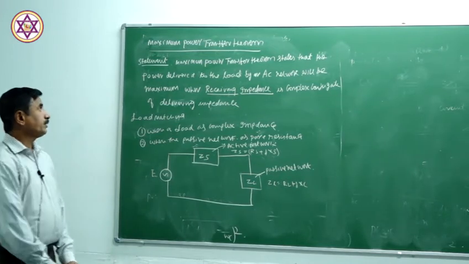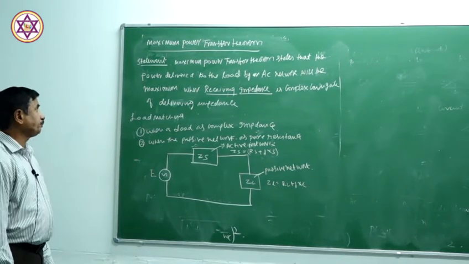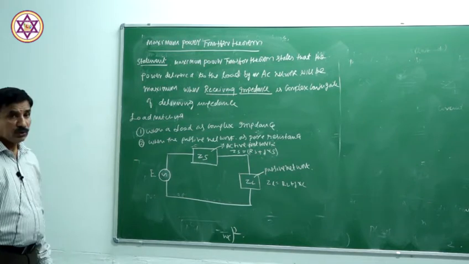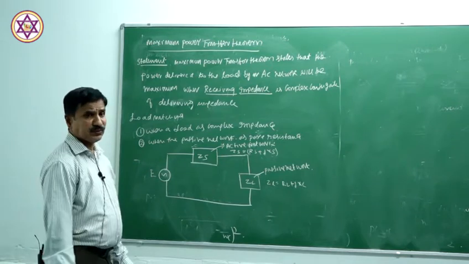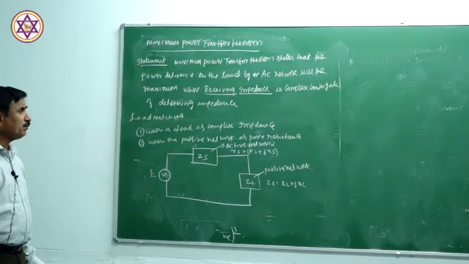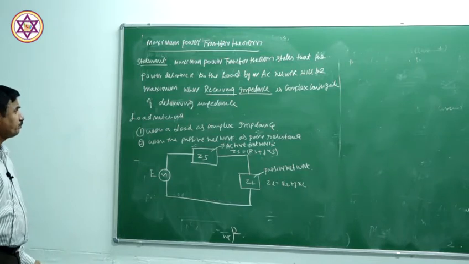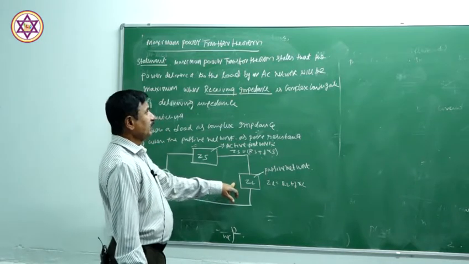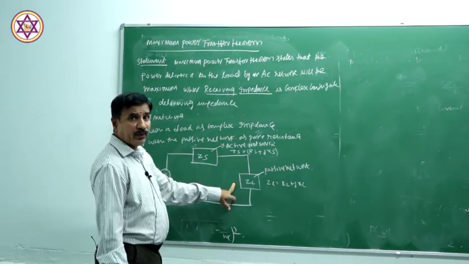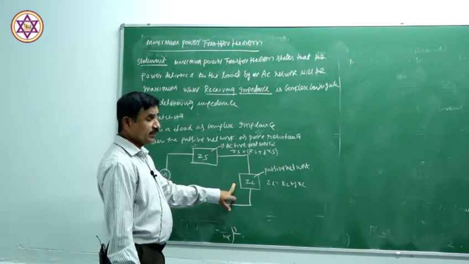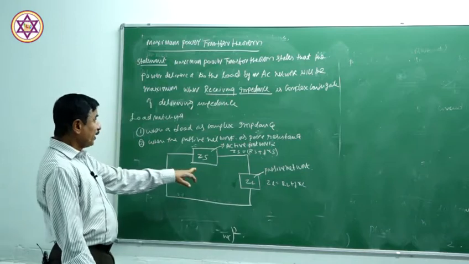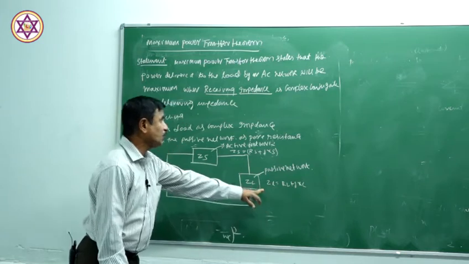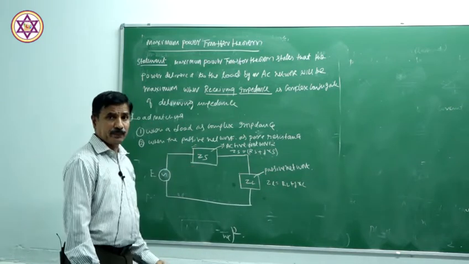Now let us consider the maximum power transfer theorem, its statement and the proof. The maximum power transfer theorem states that the power delivered to the load by an AC network will be maximum when the receiving impedance is the complex conjugate of the delivering impedance.